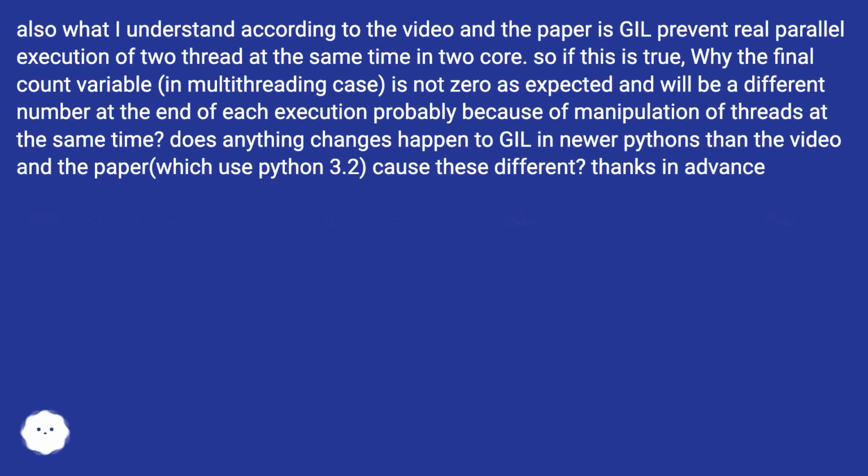Also, what I understand according to the video and the paper is that the GIL prevents real parallel execution of 2 threads at the same time in 2 cores. So if this is true, why is the final count variable, in the multithreading case, not 0 as expected, and a different number at the end of each execution, probably because of manipulation of threads at the same time? Did anything change with the GIL in newer Pythons than the video and the paper, which use Python 3.2, causing these differences? Thanks in advance.